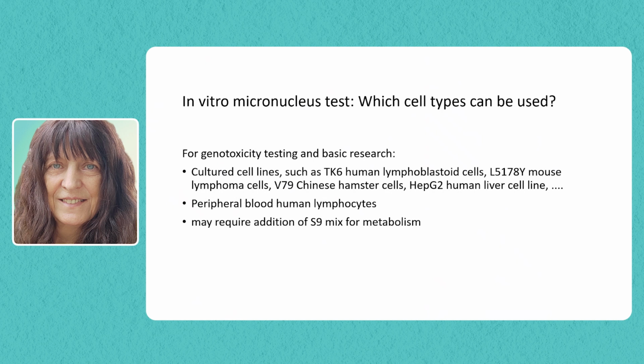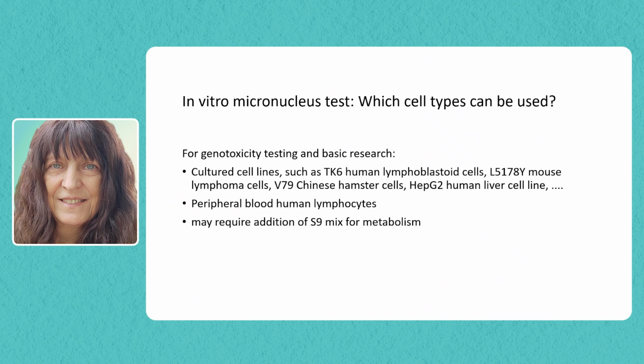Another good example are mouse lymphoma cells with this name, L5178Y, and they were used because there's an established gene mutation assay with them. So for a while, they were very popular for in vitro micronucleus testing. And even before that, but still sometimes today, people use the V79 Chinese hamster cells. That was because there was an established gene mutation test with them, so you could in parallel assess micronuclei and had different endpoints in the same cell type.